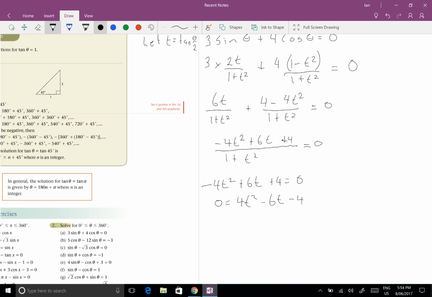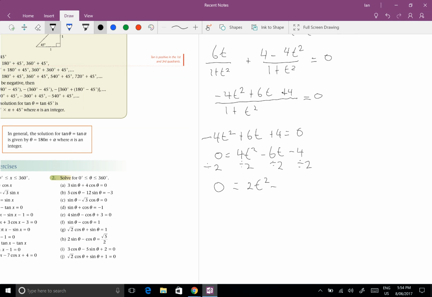Let's get this down a little bit more manageable. So we'll divide everything by 2. So divide by 2, divide by 2, divide by 2, divide by 2. And that'll give us 0 equals 2t squared minus 3t minus 2.